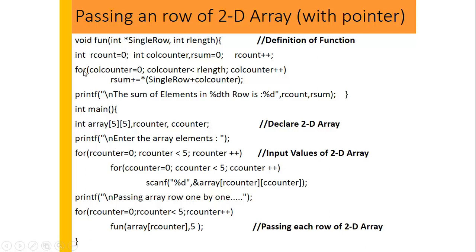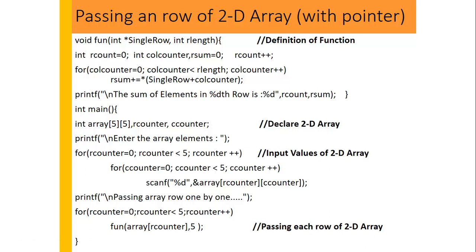Let's come to that. For doing the sum of all the elements of a single 1D array that is passed to the function, we write single row, which is the address of the starting point of the 1D array, plus column counter. So in the first scenario it will be the address plus 0, that is the address that we have. Then we have the star that says value at this address, right? It means the value at this address is the first element.